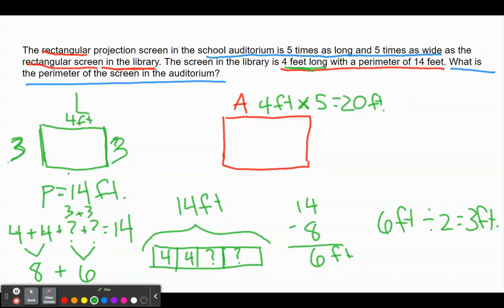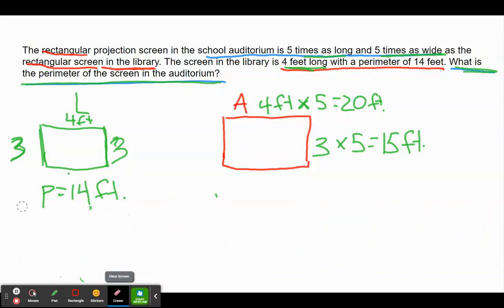Now let's go back to our auditorium screen. The auditorium is 5 times as long and 5 times as wide. So if our library screen is 3 feet wide, we have to multiply that by 5. And so that is going to give us 15 feet. Now let's go back to our question. What is the perimeter of the screen in the auditorium? Okay.